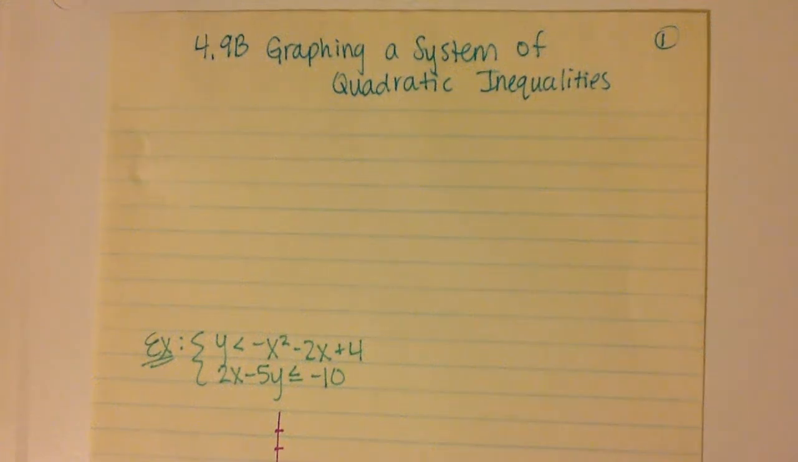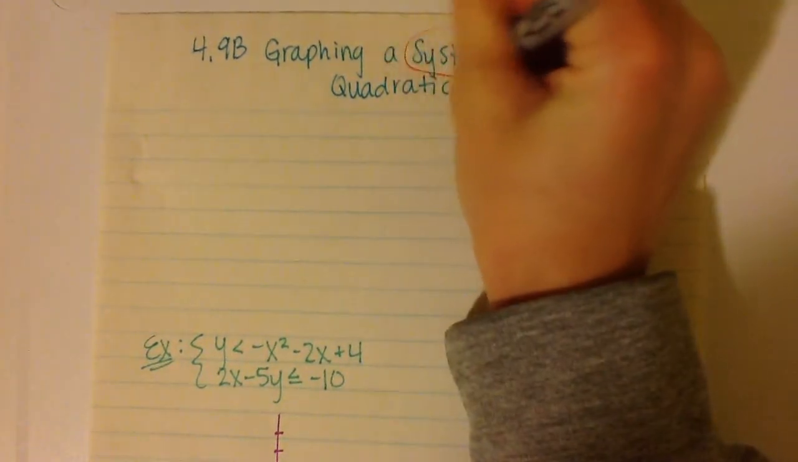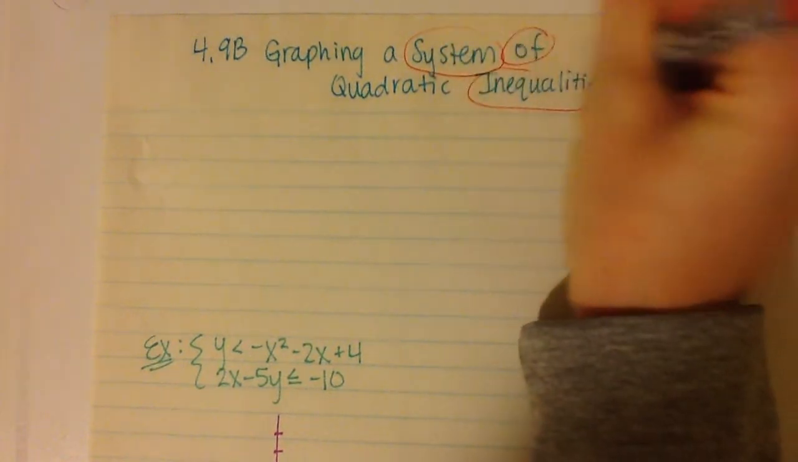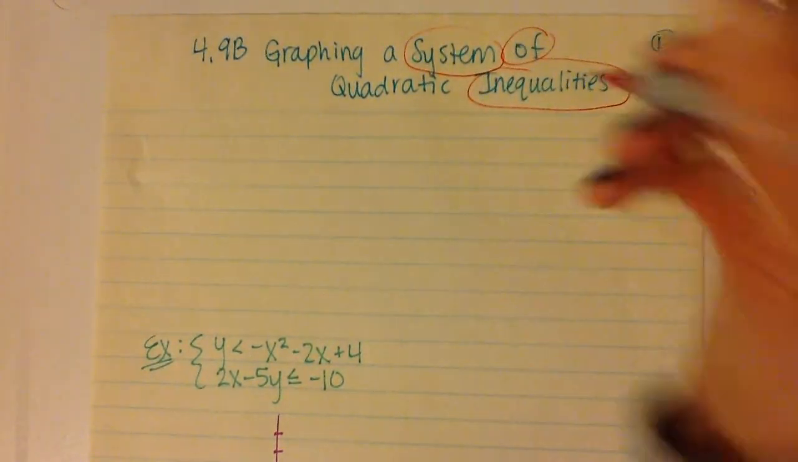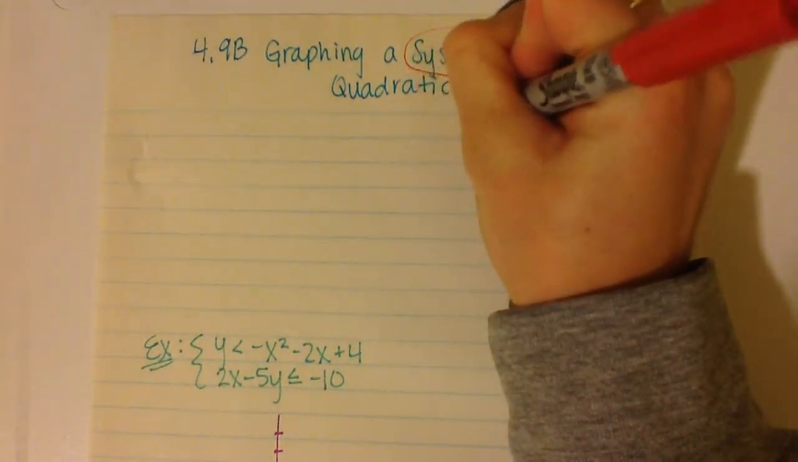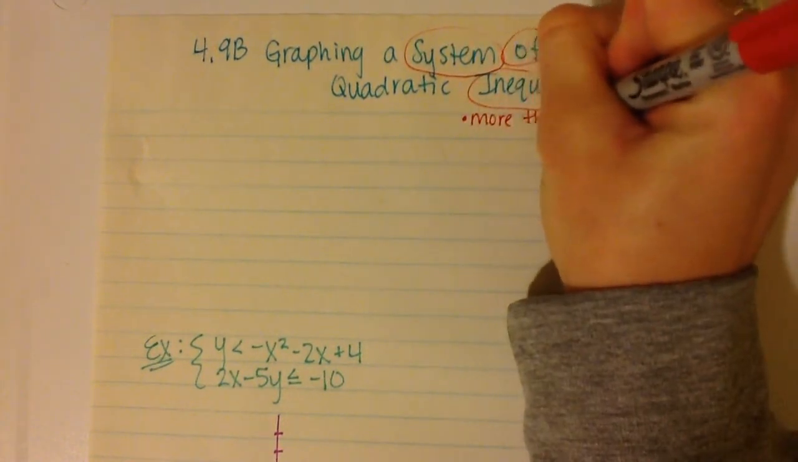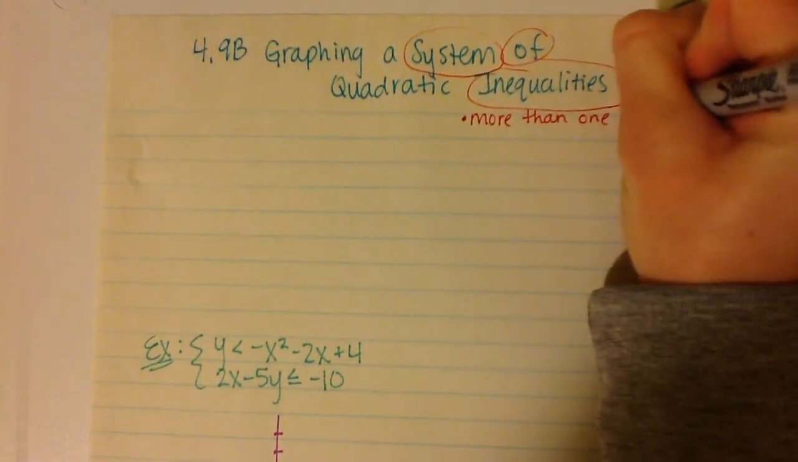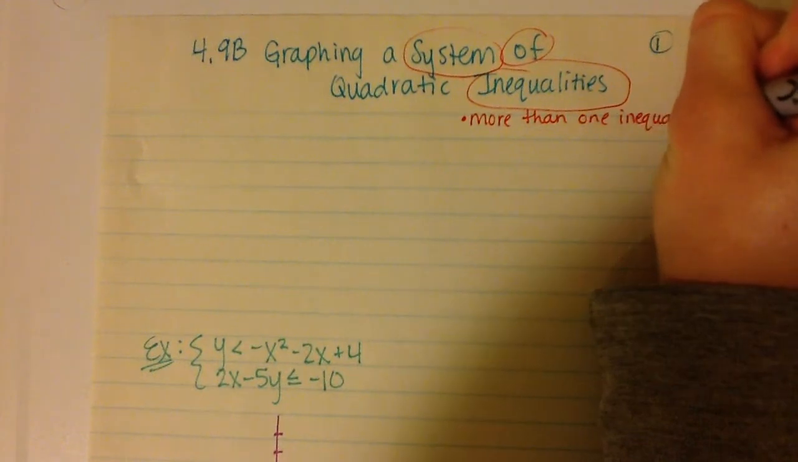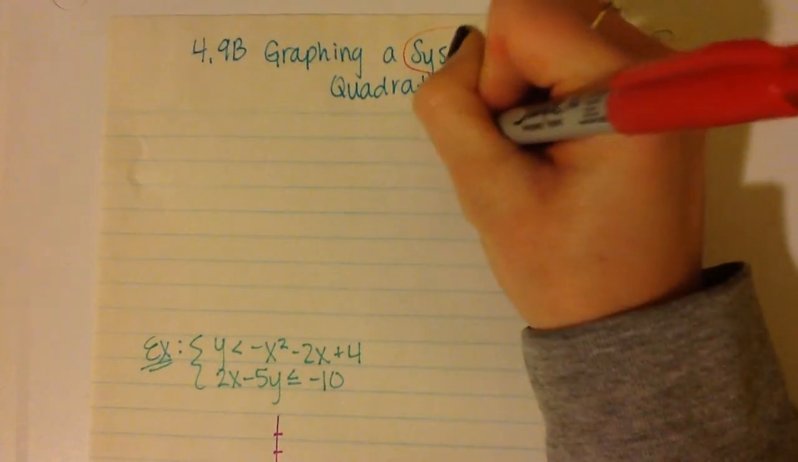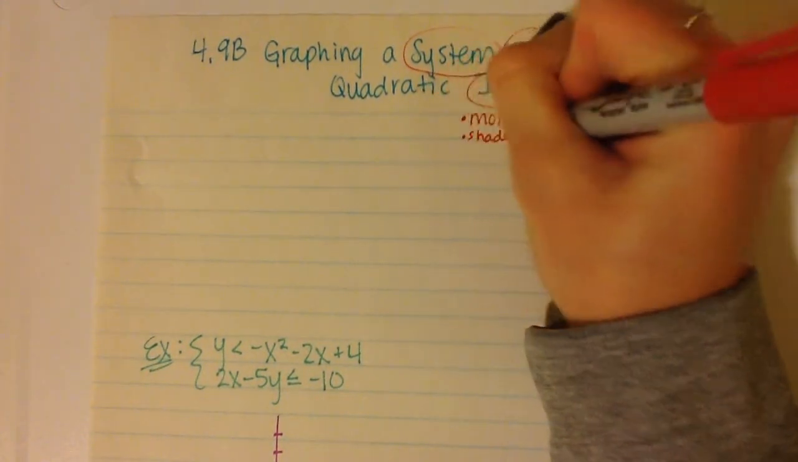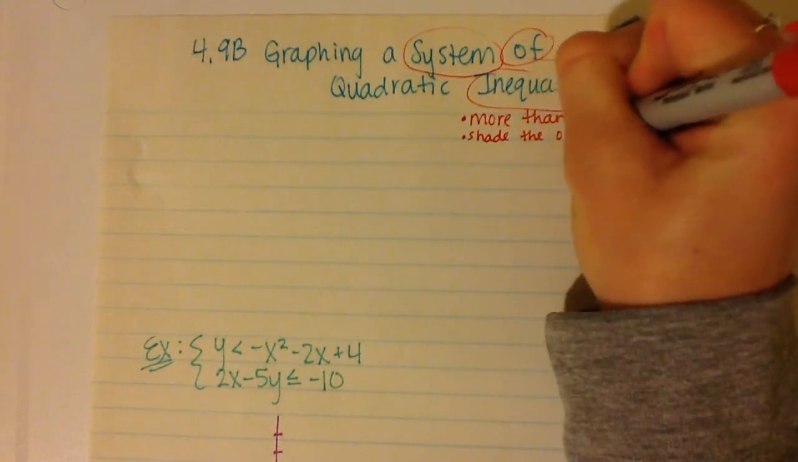Okay, in 4.9b, we're going to be graphing a system of quadratic inequalities. I did lose my voice, so bear with me. So when we see a system of inequalities, we know we're going to have more than one inequality, and we're also going to shade the overlapping region.